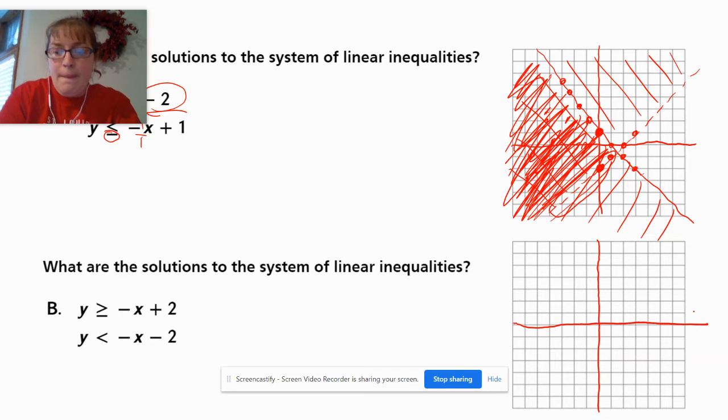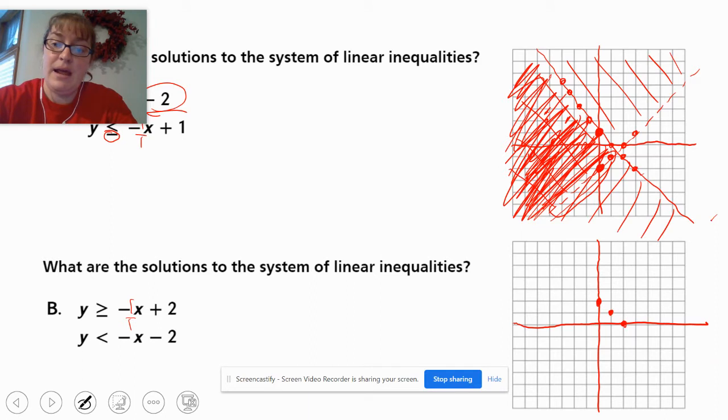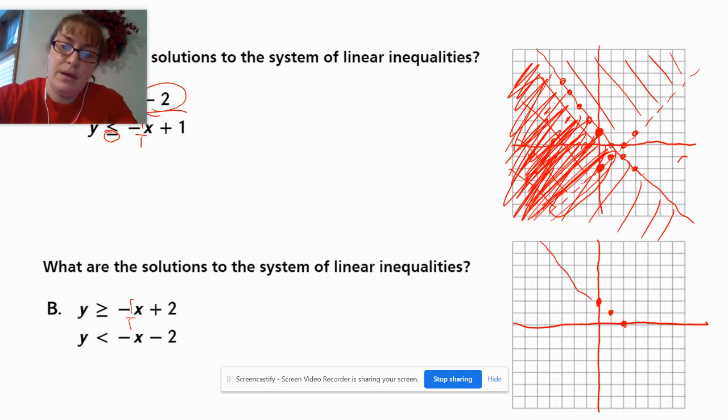Okay, so I'm going to begin at positive 2. And then it says negative x, so that's a negative 1 over 1, which means I'm going down 1, to the right 1, down 1, to the right 1. Before I connect those, I'm going to take a look at my symbol, and my symbol is a greater than or equal to, so that means I'm going to have a nice solid line here in my drawing.